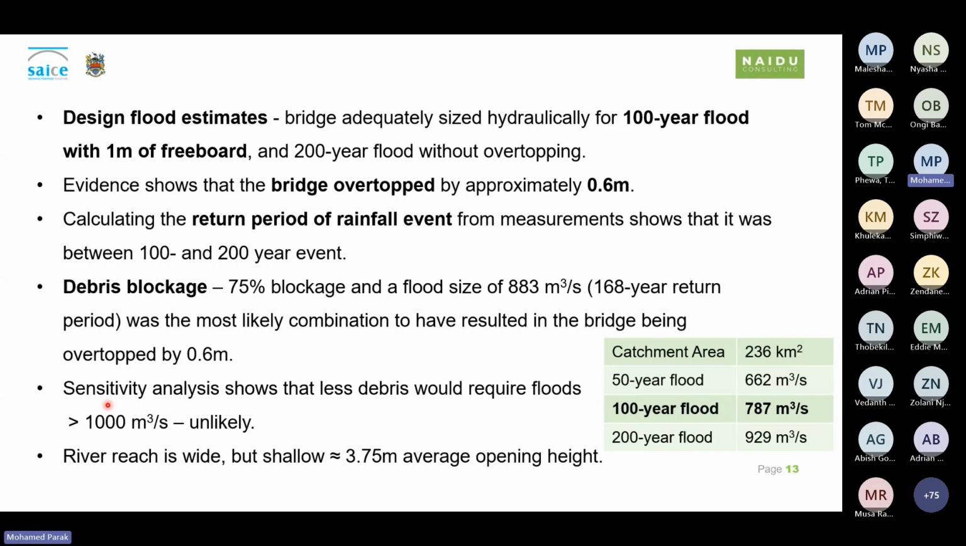It is not unreasonable that 75% blockage could have occurred when one considers that the river reach, although wide, is relatively shallow, with the average height of the piers being only 3.75 meters above the river level.